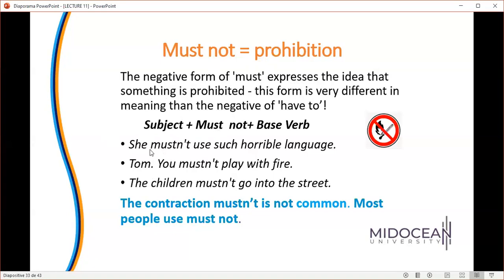Okay? She mustn't use such horrible language. Example 2. You mustn't play with fire. The children mustn't go in the street. Okay? So here you have something prohibited. Vous dites par exemple, il est strictement interdit. D'accord? So we use mustn't. Okay? I move on.